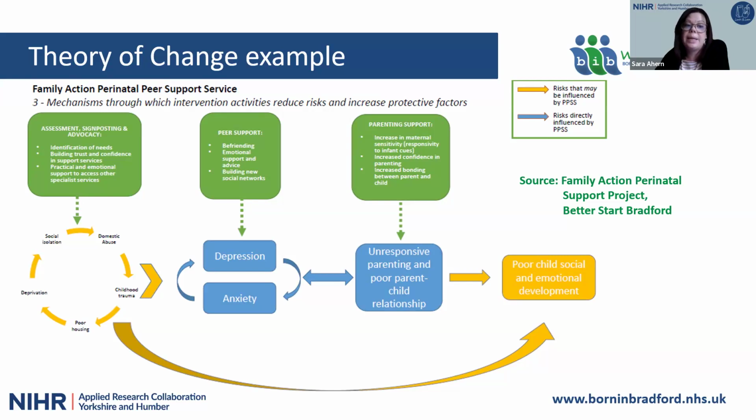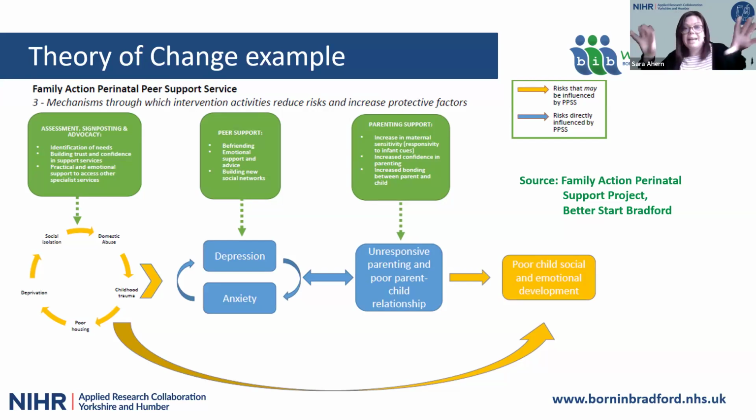So they're helping people to actually access services that might help them with some of these risk factors in the yellow circle that they can't directly influence, but they're also matching people with a peer supporter who can do that befriending, provide that emotional support and help them to build new social networks, so reduce isolation, but also providing direct parenting support, so helping to increase that parental responsivity or maternal sensitivity, increasing their confidence in parenting and improving that bond between parent and child.